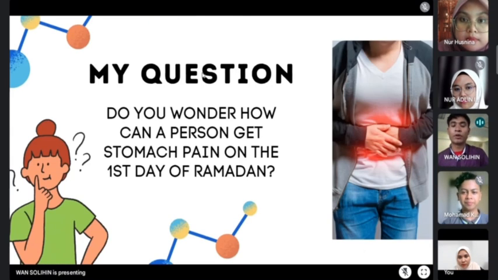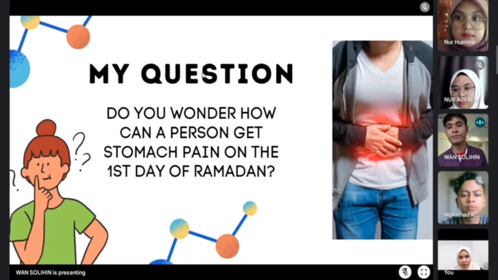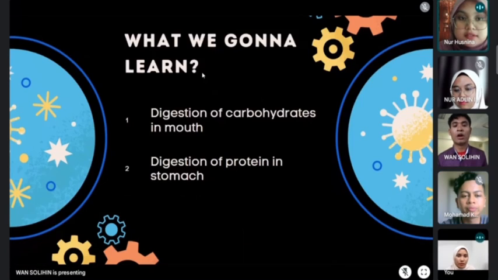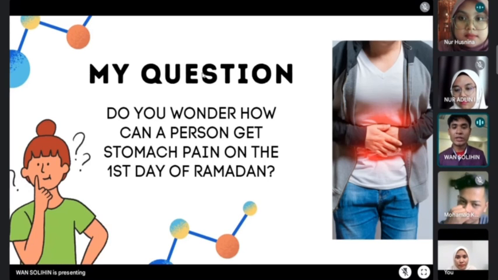So my question before we proceed to the lesson, do you wonder how you can get a stomach pain on the first day of Ramadan or on the first day of your fasting? So why does it happen? Anyone to answer? Not sure, sir. Okay, so this question actually has some relation with the topic today, which is digestion.